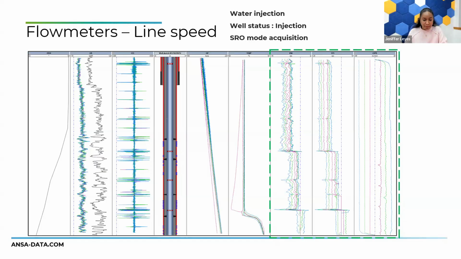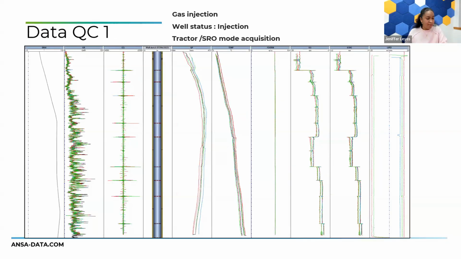Okay, I'm gonna close in here. Okay, so here I have the example of data QC number 1. This was a gas injection. The passes were acquired while the well was in injection mode. The tool string was conveyed through the tractor, and the acquisition mode was SRO mode, surface readout.